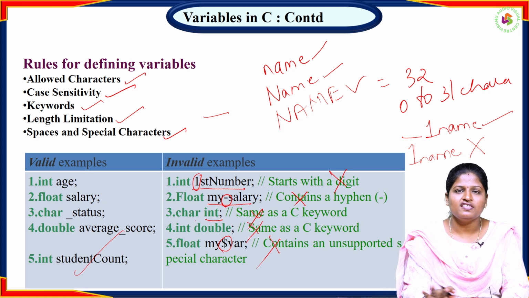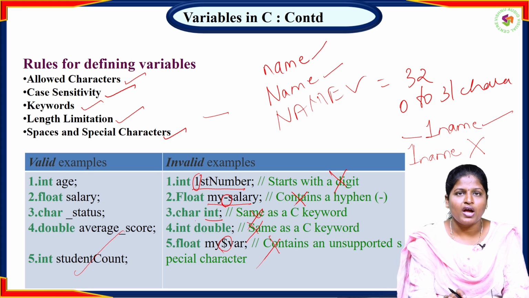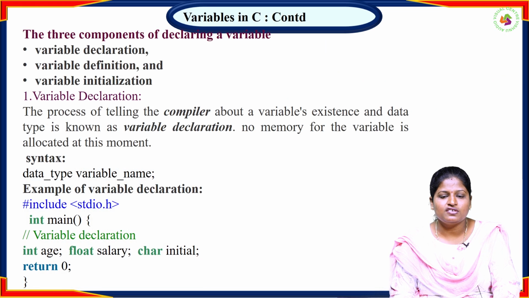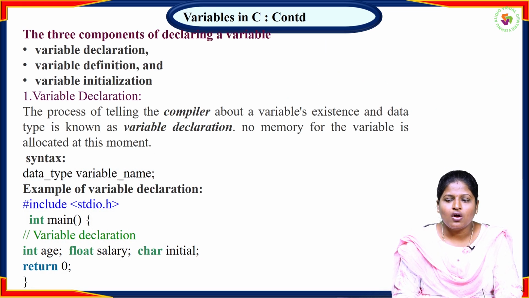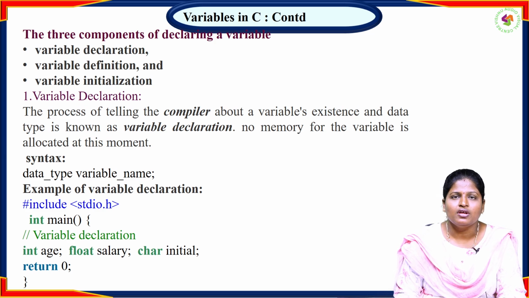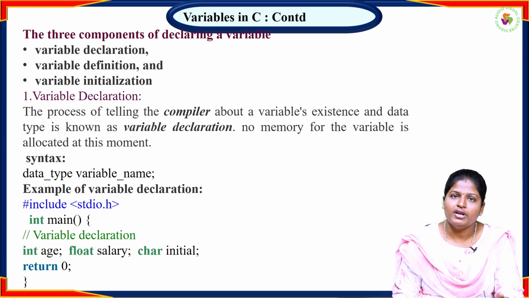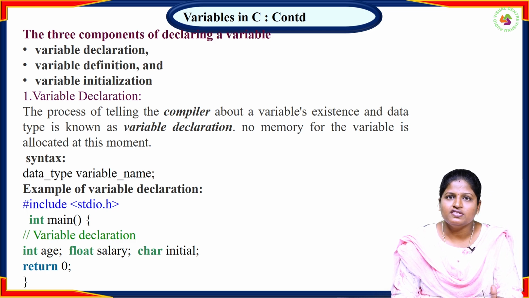So these are the differences between how we have to write a particular valid variable name. Okay, clear with this? Next, coming to the next one, there are three components for declaring a variable. First one is variable declaration, variable definition and variable initialization. As I told in the starting of the video, what is the difference between declaration and initialization.